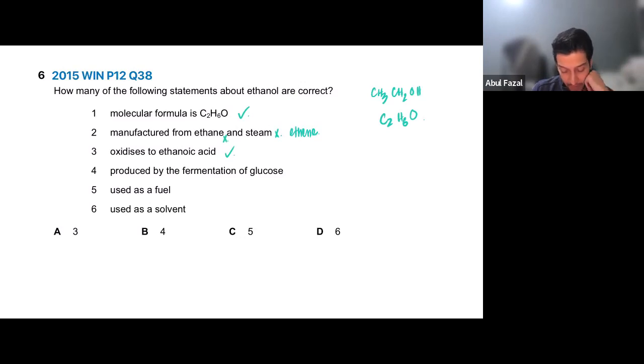Overall, no, you have to tell the total number of correct answers. So our count is up to 2 right now. Produced by fermentation of glucose. Yeah. Ethanol, right? Yeah. Used as a fuel, used as a solvent, something I didn't discuss, but ethanol is a good solvent.